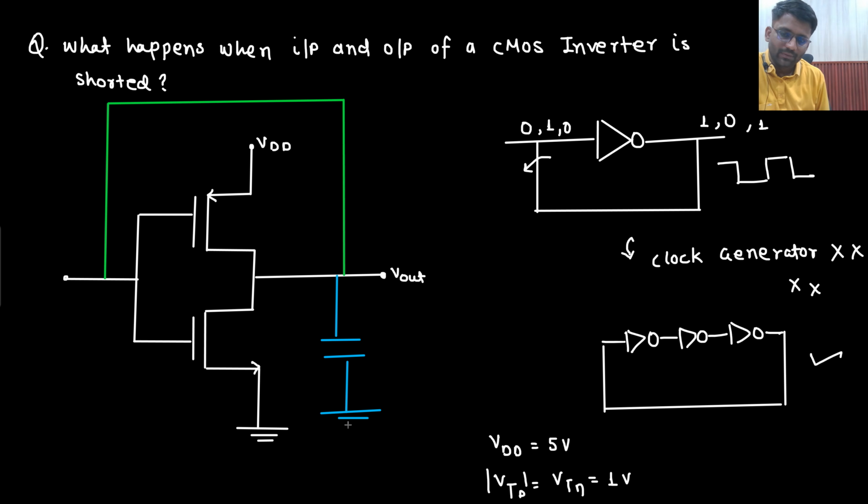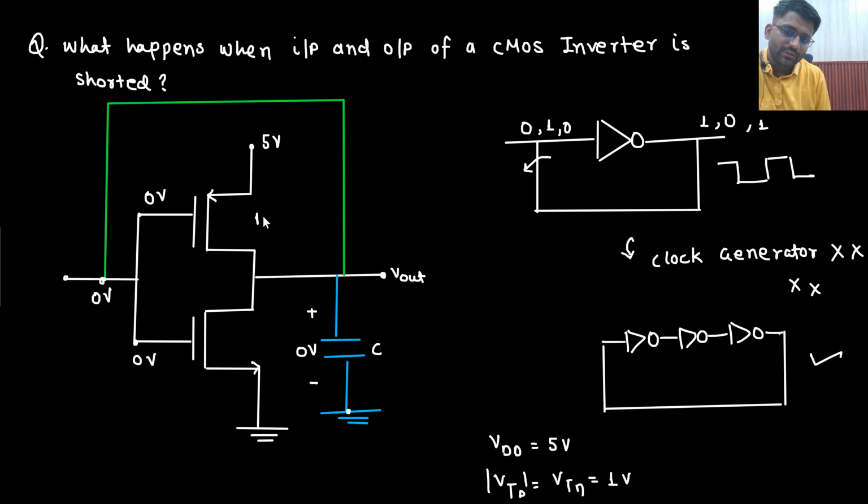So what will happen now? Initially this load capacitor is uncharged. How much voltage is it having? This load capacitor is having 0 volt. Now this 0 volt will travel. Here it is grounded, so it is having 0 volt. This 0 volt will travel and reach here, it will reach here as well, and here as well. I am taking VDD as 5 volt.